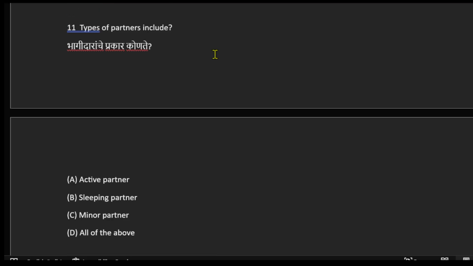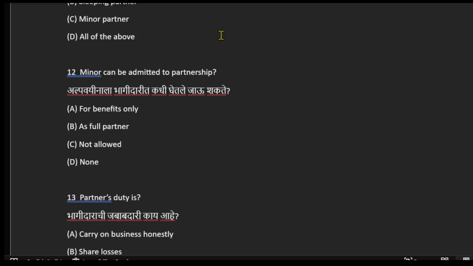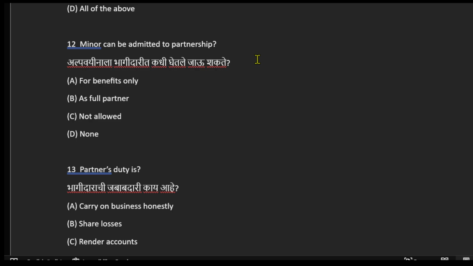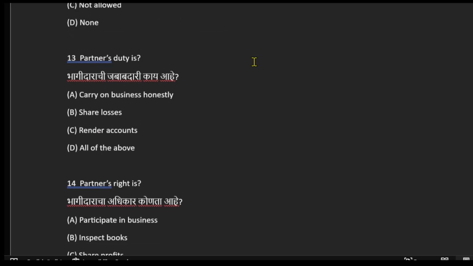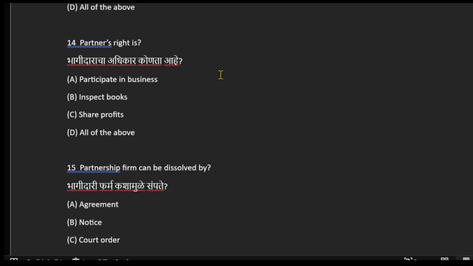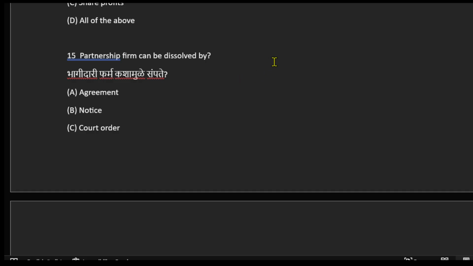11. Types of partners include active partner. 12. Minor can be admitted to partnership. None, D option is correct. 13. Partner's duty is to share losses. 14. Partner's right is to participate in business.